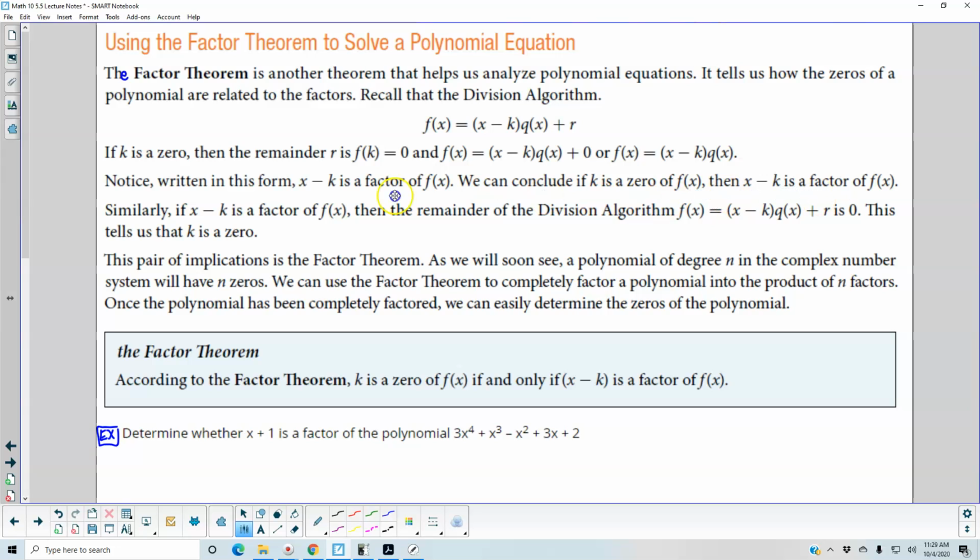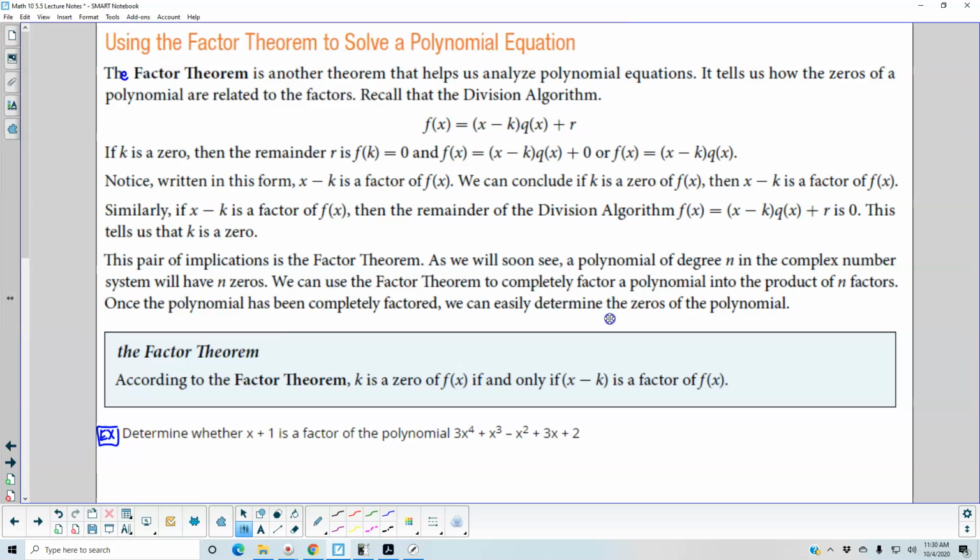Similarly, if x minus k is a factor of the function f of x, then the remainder of the division algorithm, f of x is equal to x minus k times q of x plus r, is 0. This tells us that k is a 0. This pair of implications is the factor theorem.